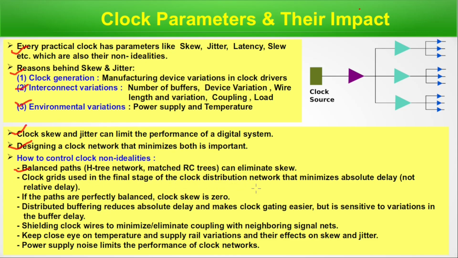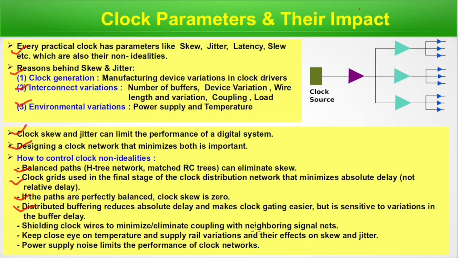Clock grids are used in the final stage of the clock distribution network and minimize absolute delay, not relative delay. If paths are perfectly balanced, clock skew is 0. Distributed buffering reduces absolute delay and makes clock gating easier, but is sensitive to variations in the buffer delay.